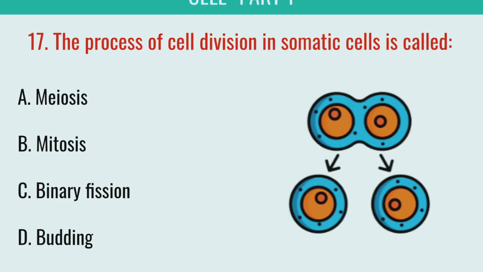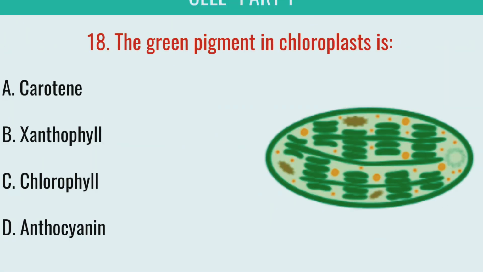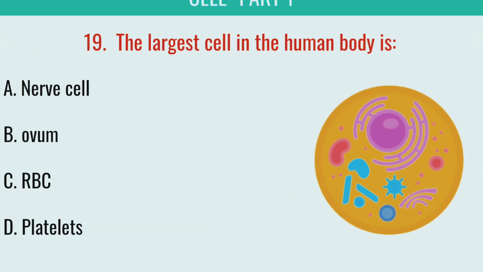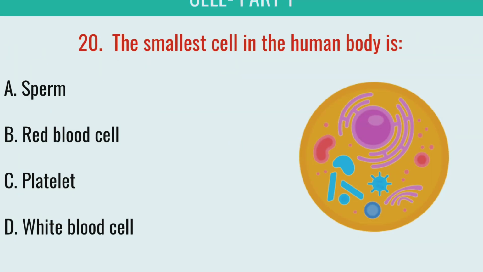The process of cell division in somatic cells is called mitosis. The green pigment in chloroplasts is chlorophyll. The largest cell in the human body is ovum. The smallest cell in the human body is sperm.